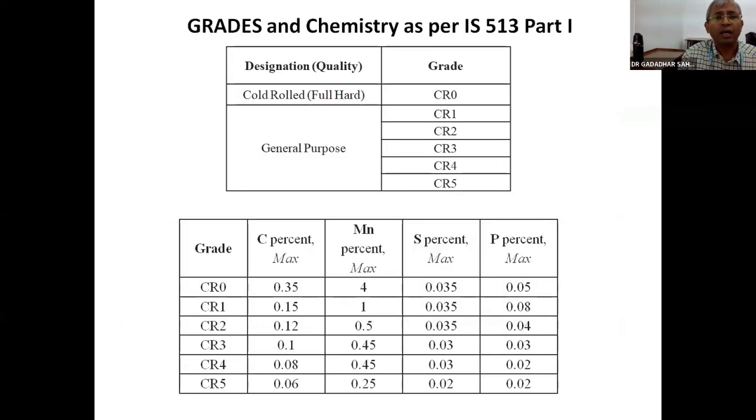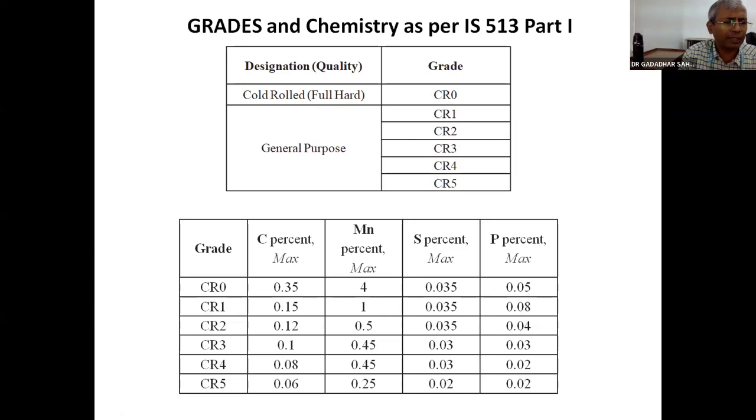Coming to the next one, you will be more familiar with this. IS 513 is again broadly divided: cold rolled full hard CR0, and general purpose CR1 to CR5. If you see the chemistry here, CR0 is 0.35 max, CR1 is 0.15, 0.12. A maximum limit has been kept, but I was showing which are the equivalent grades. The chemistry range will not always match, but based on the mechanical properties, I have tried to give the equivalent grades.